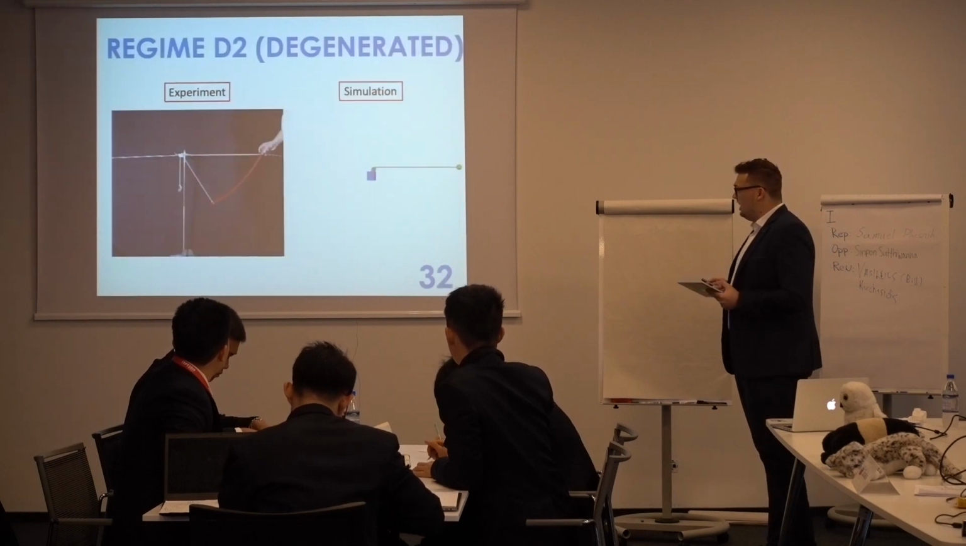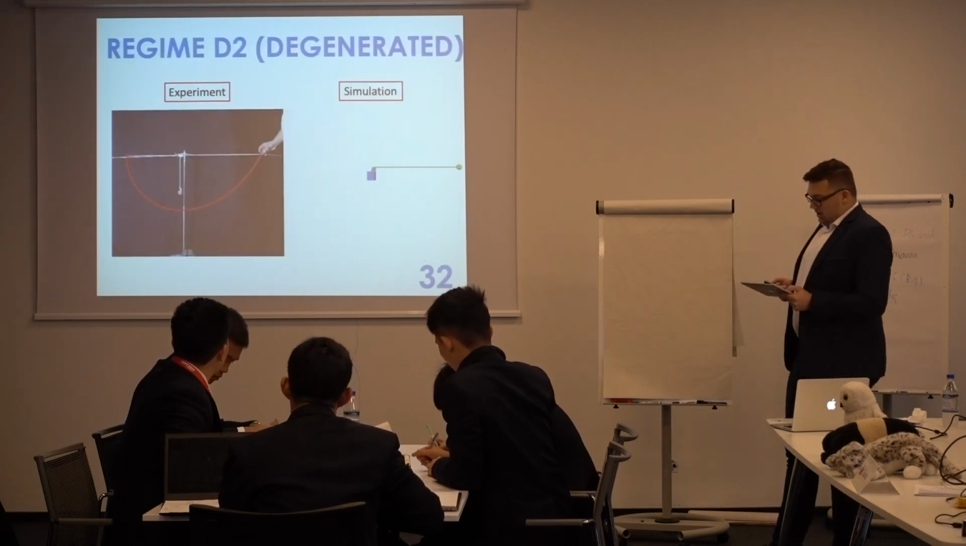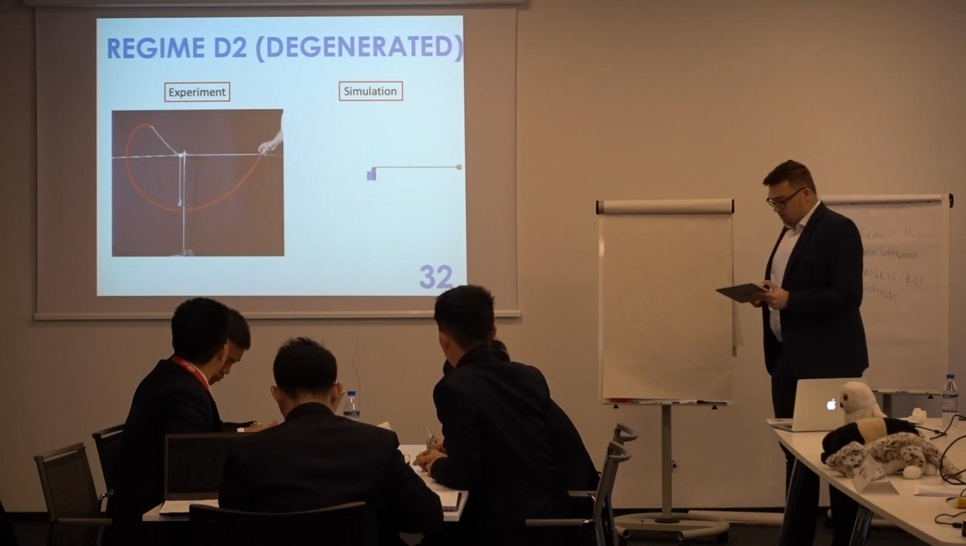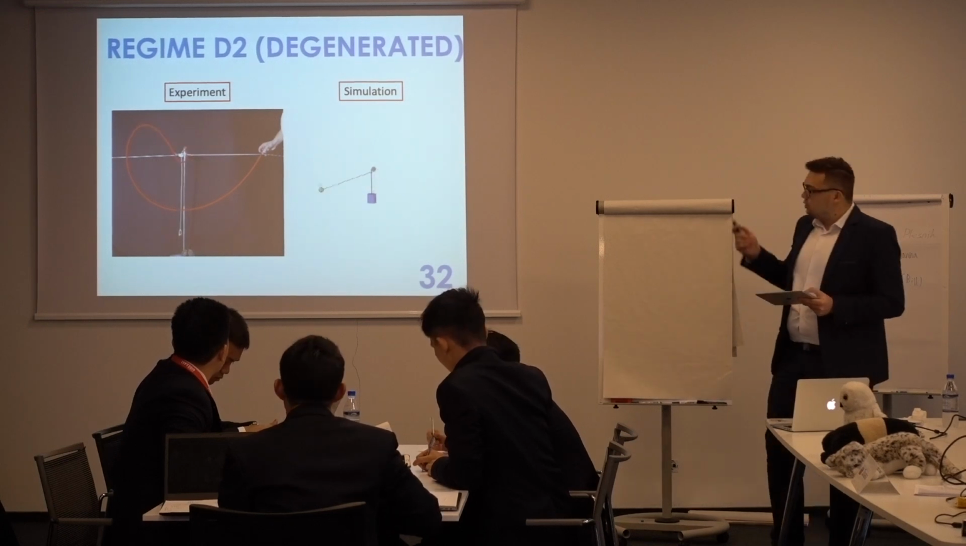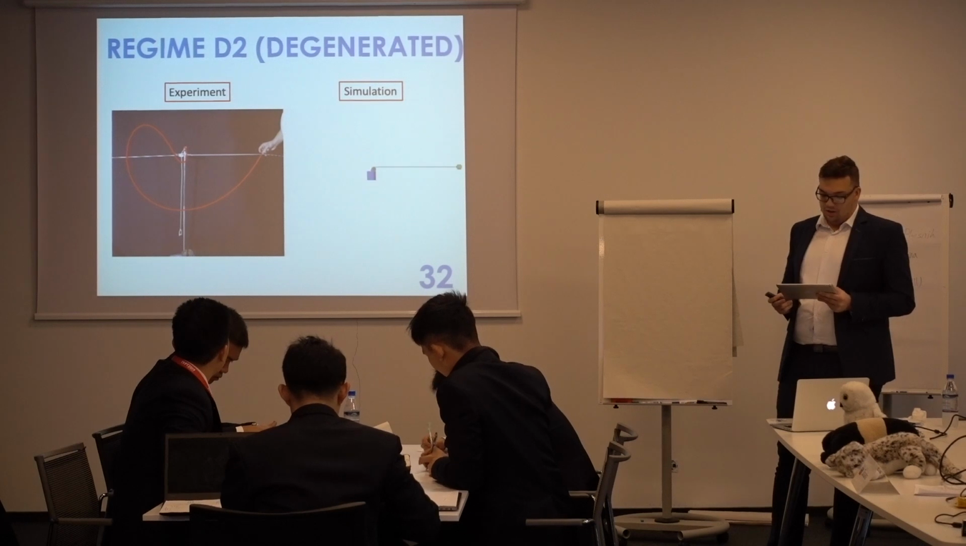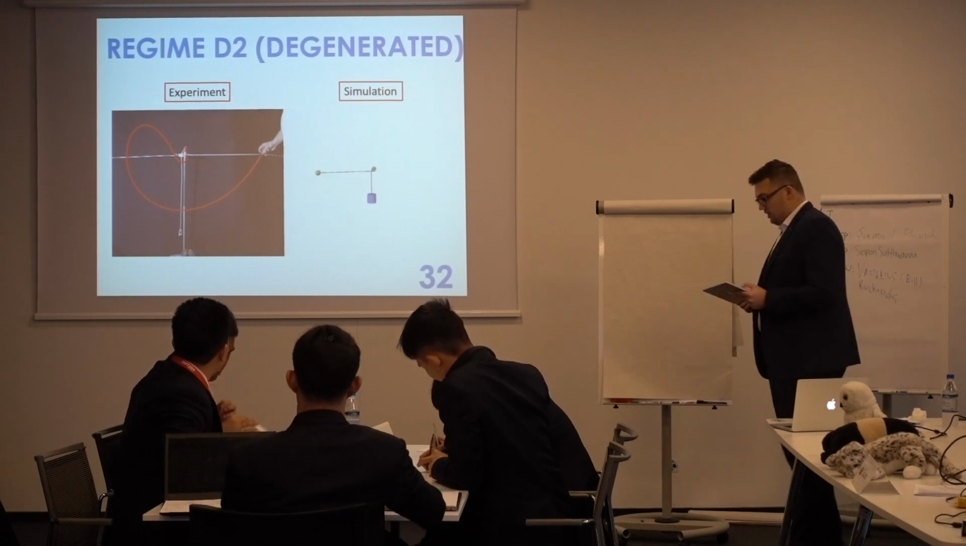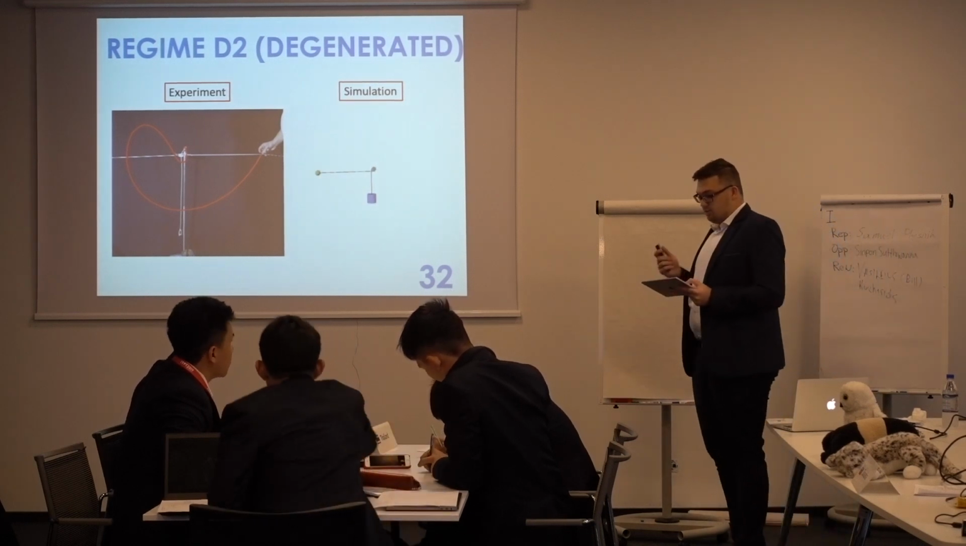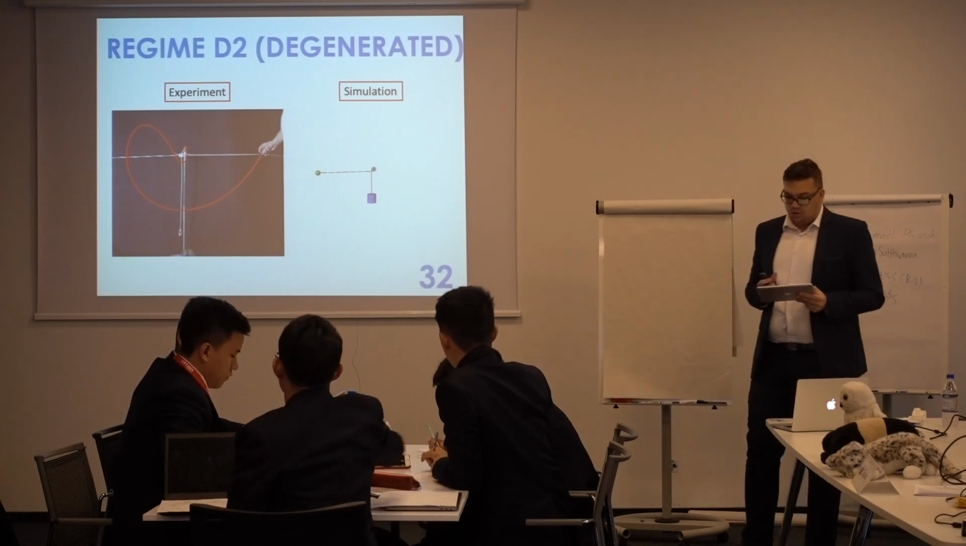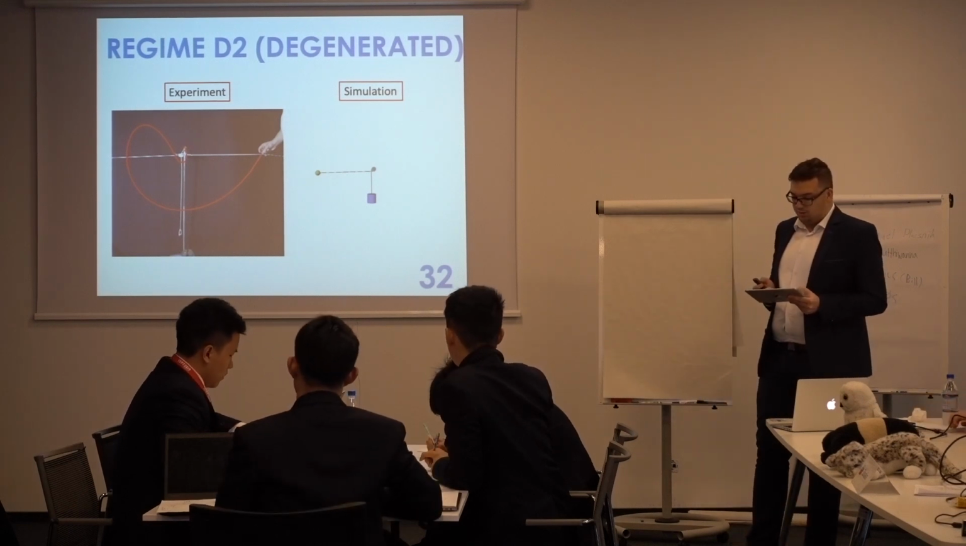Next one is the regime D2. It is similar to regime D1. However, during the second phase of movement, the heavy load is pulled from under the rod, not up, and that's why it loops from the other side.